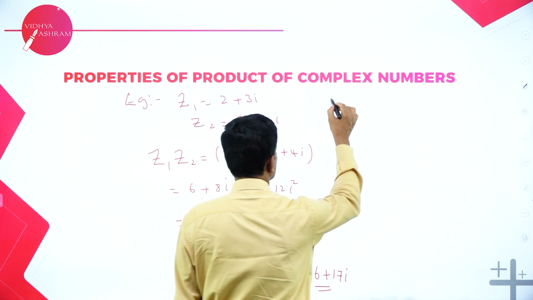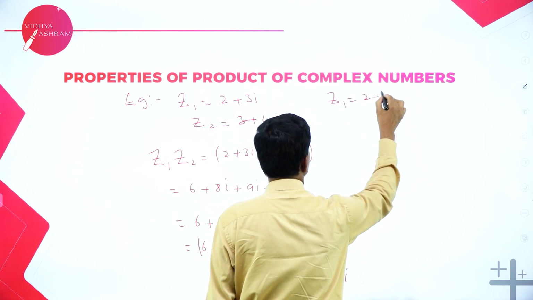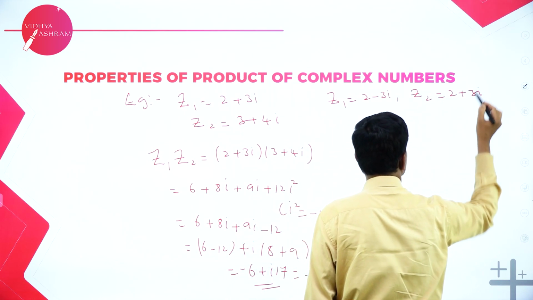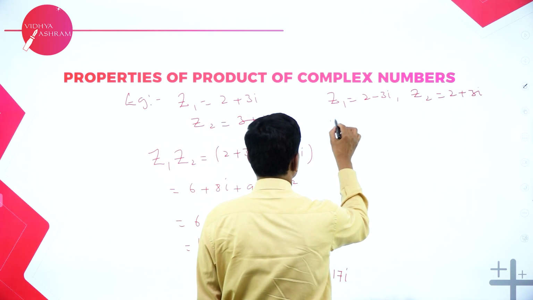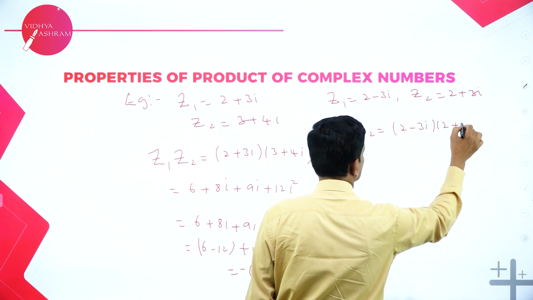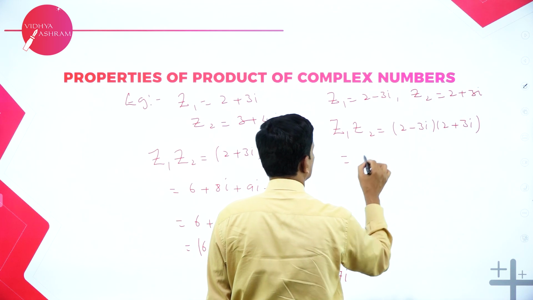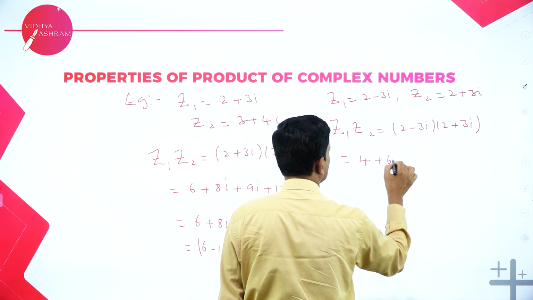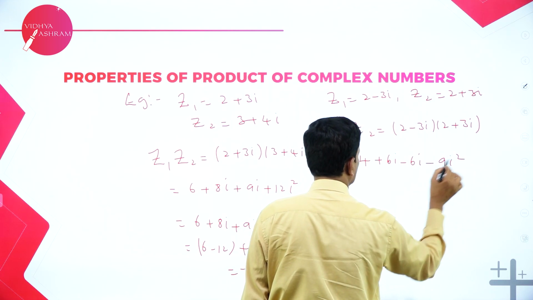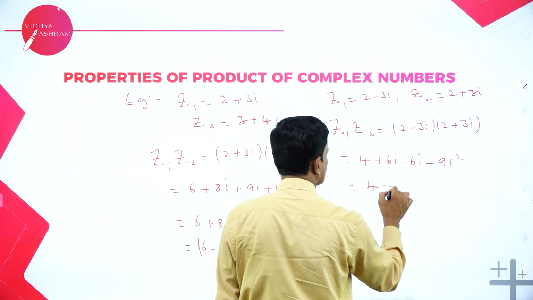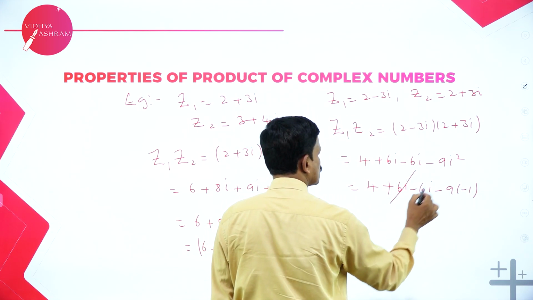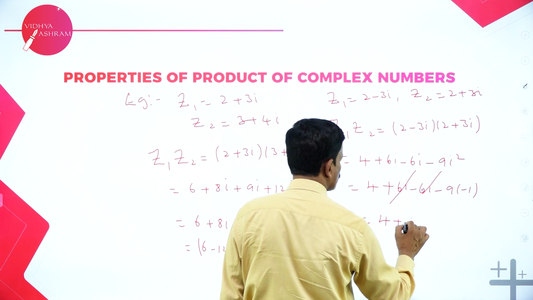Okay, now let us take one more example. If Z1 is equal to 2 minus 3i and Z2 is equal to 2 plus 3i, then what happens? Z1 into Z2. Z1 is 2 minus 3i into 2 plus 3i. So multiply: 2 into 2 is 4, 2 into 3 is 6i, again minus 3 into 2 is minus 6i, and minus into plus, minus 3 times 3 is 9i square. Since this is 4 plus 6i minus 6i, i square is equal to minus 1. Minus 6i plus 6i gets cancelled, 4 minus into minus plus 9.